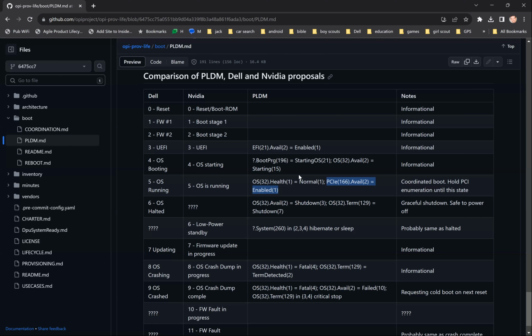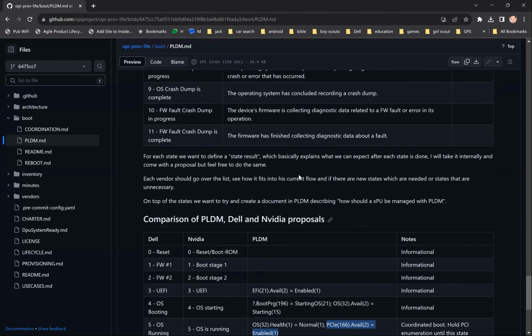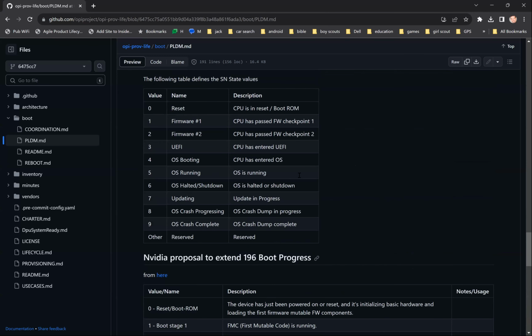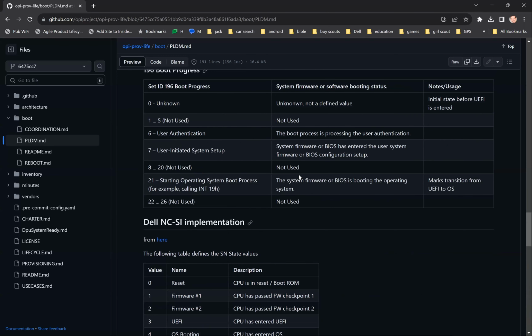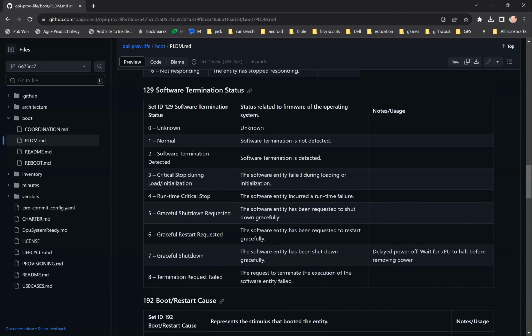I have a clarifying question, something I didn't understand in the PLDM spec, in the set ID, I think it was 129, the software termination. Can someone explain for me, please, what does normal termination mean, and what was the other word? Hold on, let me pull it up. It's the zero and the one, see on the screen, Reza. Yeah, termination not detected, the zero and the one. Or, I'm sorry, the one and the two.